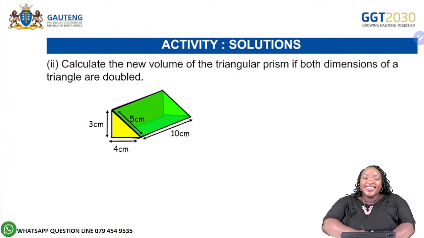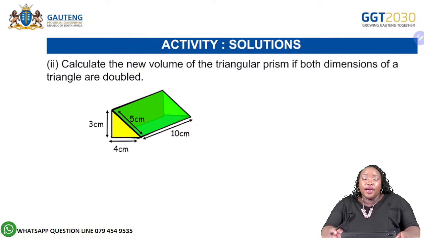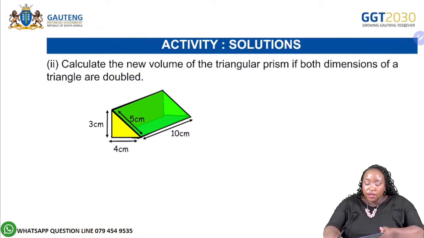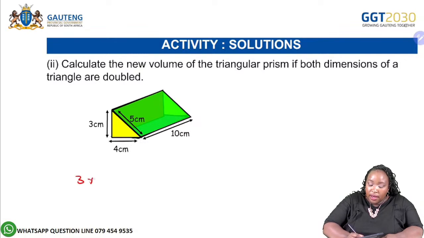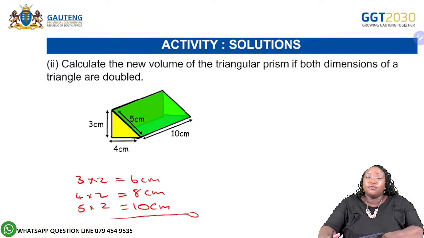Welcome back, class. So let's see what you had to do. The first thing you had to do was double the dimensions of the triangles. So you could have done this on your diagram, okay? So you know that your new dimensions will be 3 times 2, which is now 6 centimeters there. You also have 4 times 2, which is now 8 centimeters, right? I can just double the other dimension even though we are not going to use it. These would be the new dimensions of the triangle.